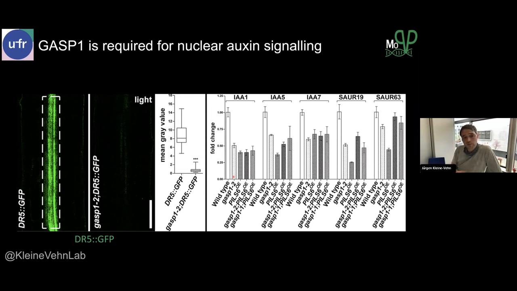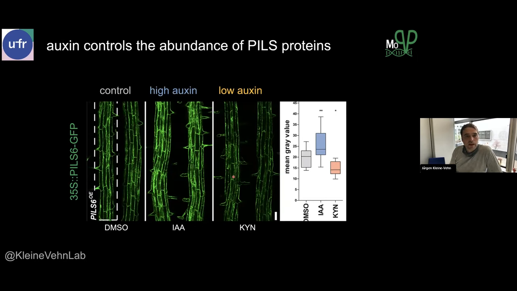So one of the hypotheses we had is that the strong downregulation of auxin signaling in the GASP1 mutant is somehow sensed and initiates a signal to downregulate the PILS protein. So as such, auxin would have a homeostatic effect on its own signaling. We tested that by looking at whether auxin indeed has a post-translational effect on the PILS.